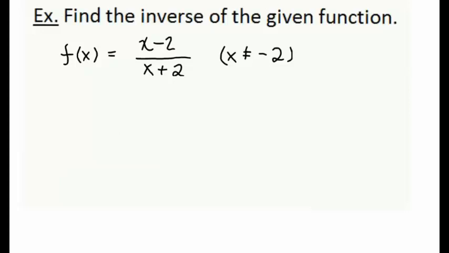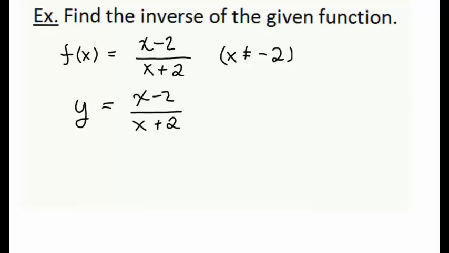In our last example, we're going to try to find the inverse of the function f of x equals x minus 2 all over x plus 2. Now over here, I'm just reminding you about the domain of f of x. We're not allowed to substitute the value negative 2, so we're just going to keep that in the back of our minds as we work through this problem. Our first step is to replace f of x with y. So I'm just going to write down y equals x minus 2 over x plus 2.